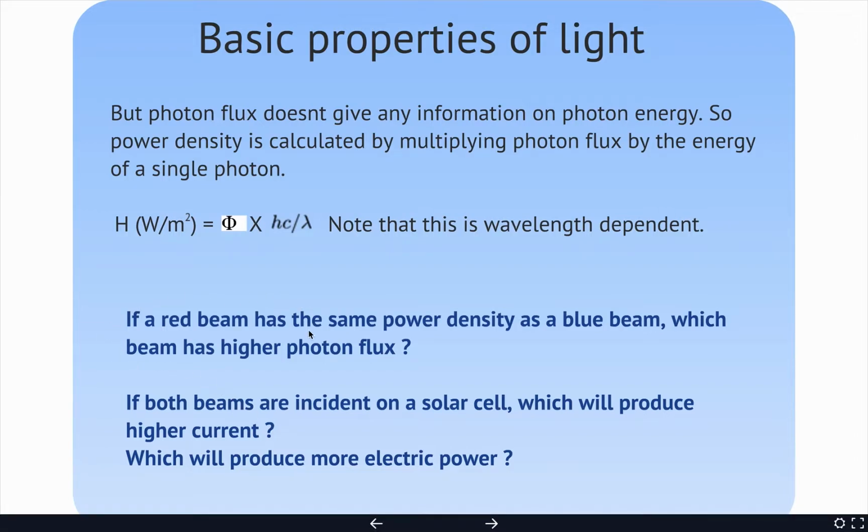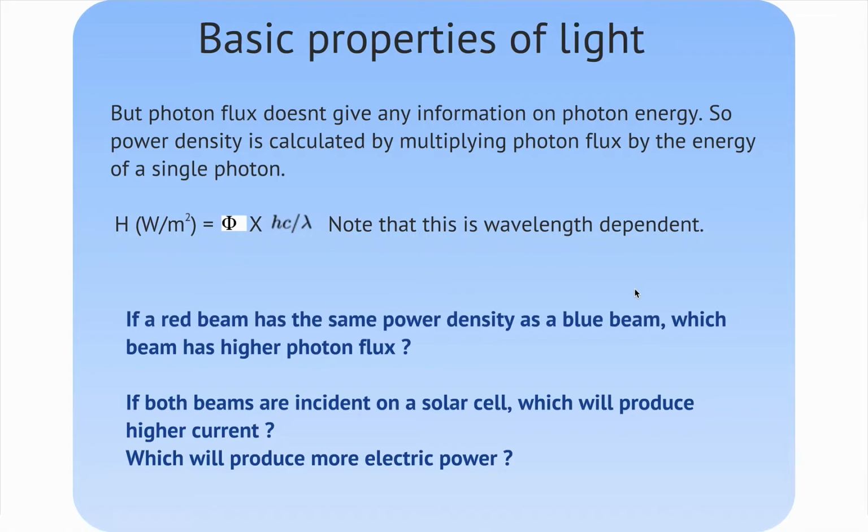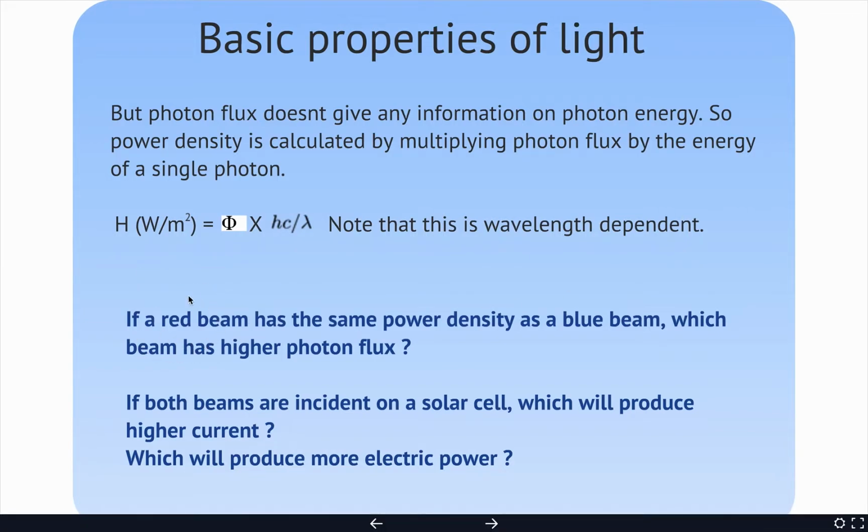So let's go back to our first question. Which beam has more particles per unit area, per unit time? Red, right? Because we said that the energy of a red photon is less than that of blue. Power density is the same, so red has to make up for it by having more particles, right? So just by that definition, it has more particles per unit time, per unit area, it will produce more current.